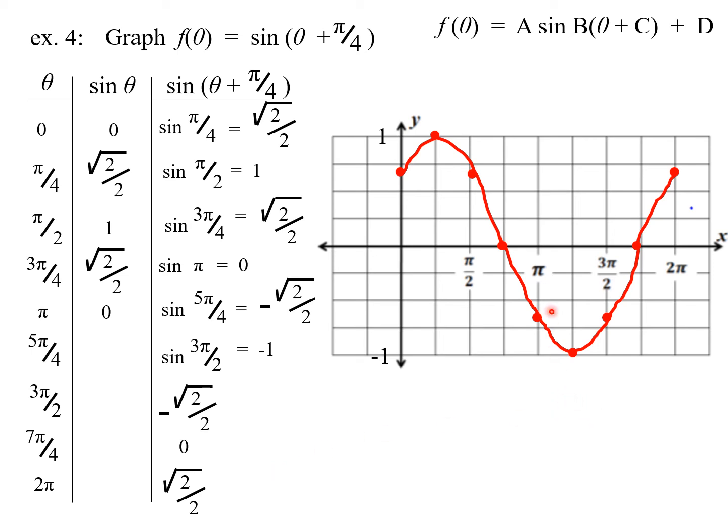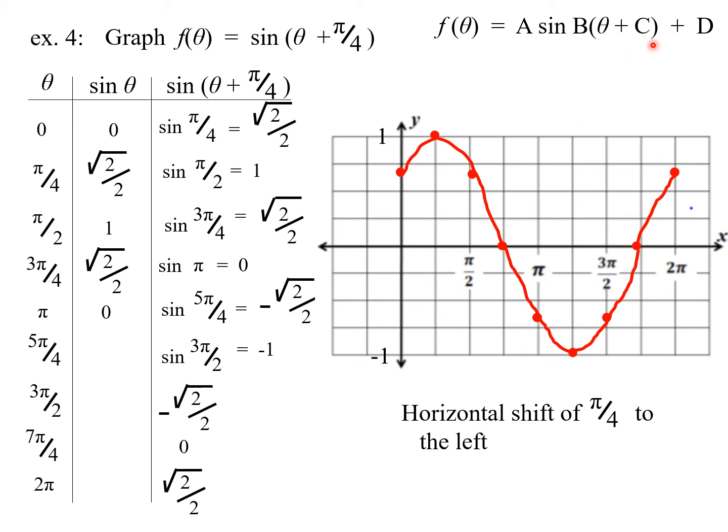Now, notice what went on here. The parent function had its maximum at pi over 2. We have just taken that maximum and shifted it to the left by pi over 4. This 0 right here used to be at pi. It is now at 3 pi over 4. So we shifted it to the left by pi over 4. So the whole sine wave has been shifted horizontally by pi over 4 to the left.